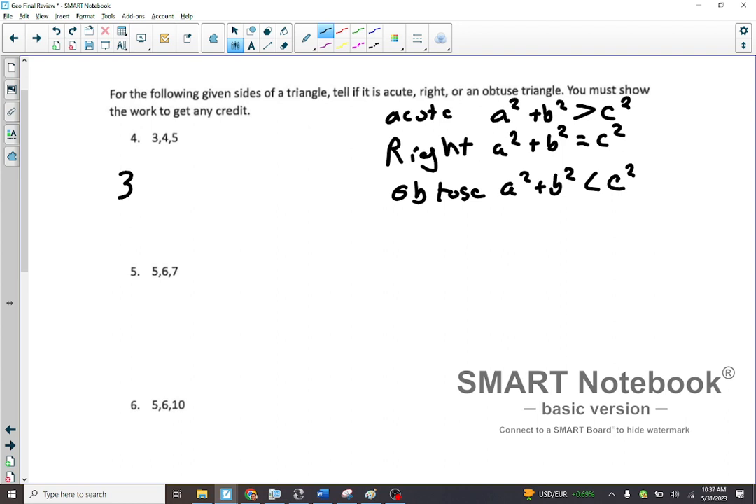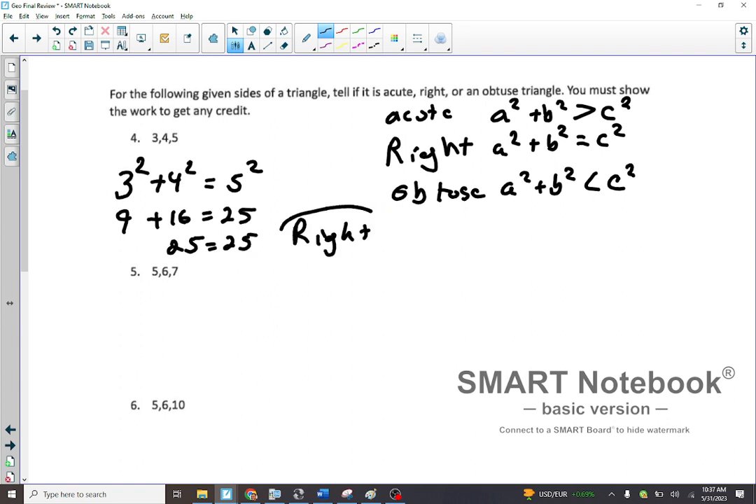So in this case, 3 squared plus 4 squared equals 5 squared. 9 plus 16 equals 25. 25 equals 25. So that is a right triangle. In the multiple choice, you'll have acute, right, obtuse, and not a triangle. I'll tell you that at the end, okay?